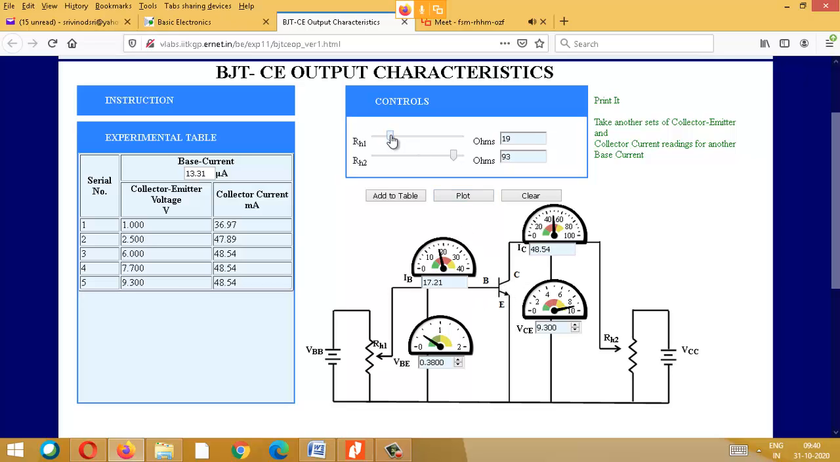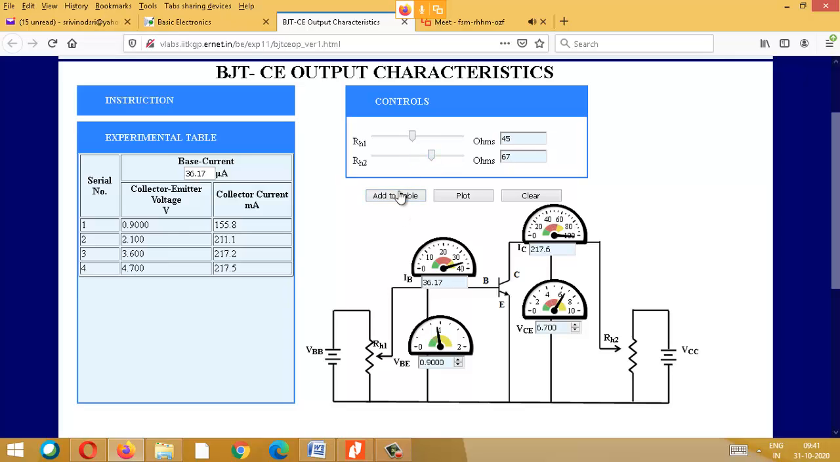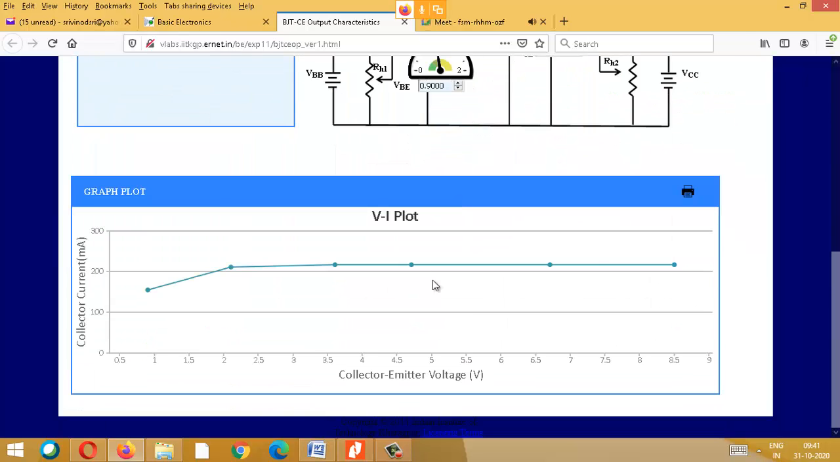So if you increase this base current, automatically your output current will increase. I will repeat it. Initially you have taken a reading where you have seen it is around 48, 50. Now you can see here it is coming to 212. Further if I increase, it will not increase any further. So it has come to saturation. The maximum current is nothing but around 27.